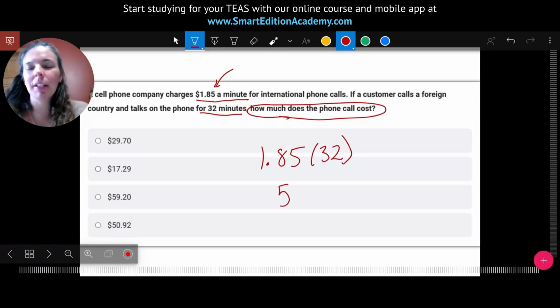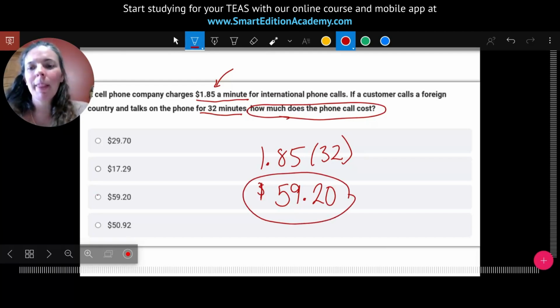So take a second, plug that in your calculator, and make sure you're able to get $59.20. Most likely it would give you 59.2, but you just have to know when we're talking about money, we want to go to 2 decimal places. So you just plop that 0 at the end.